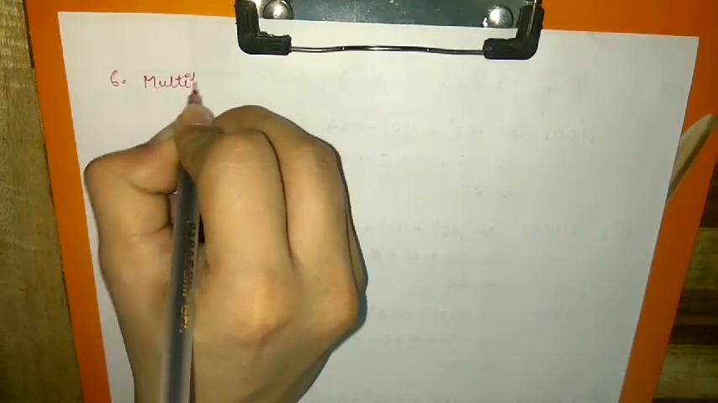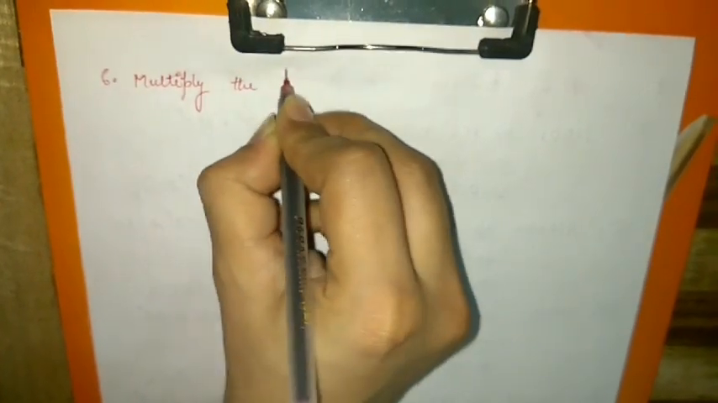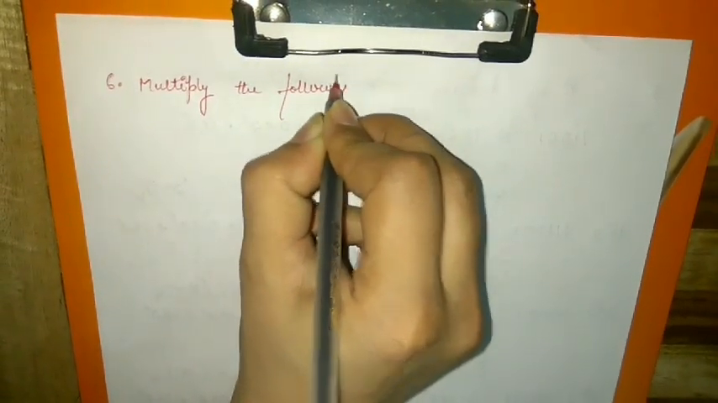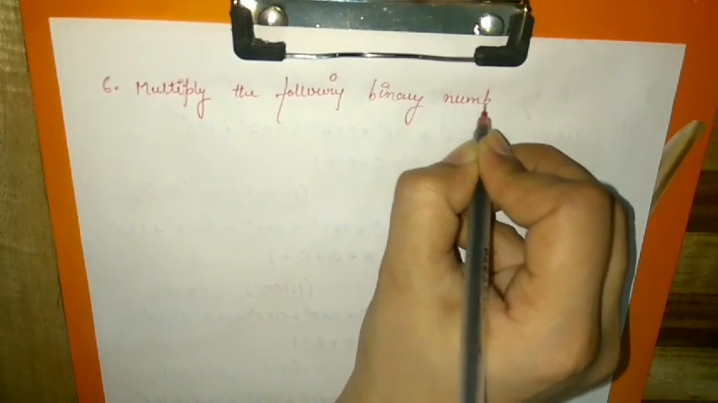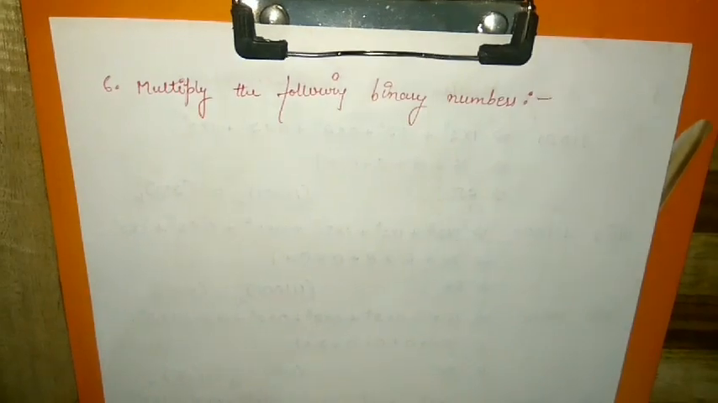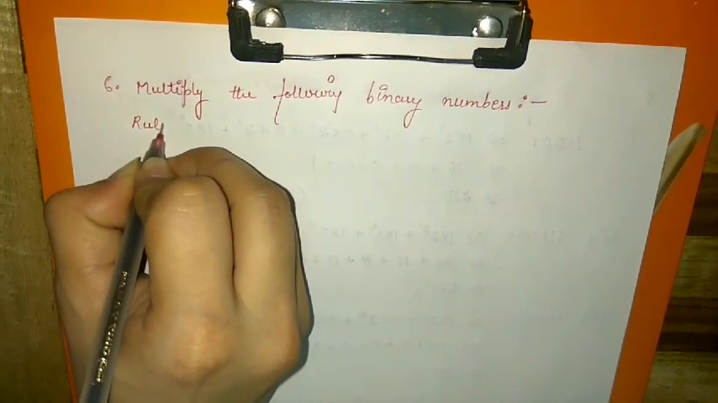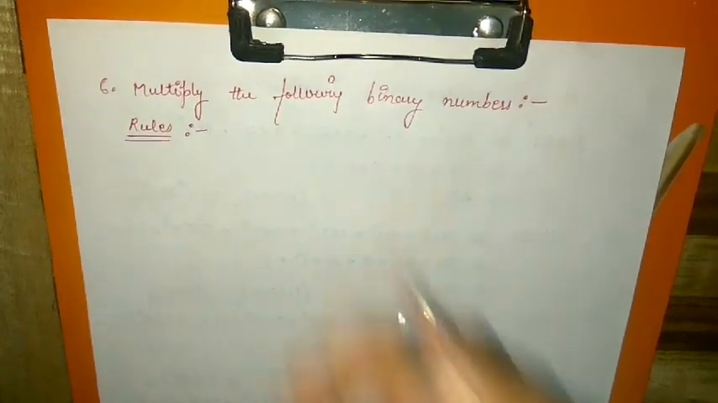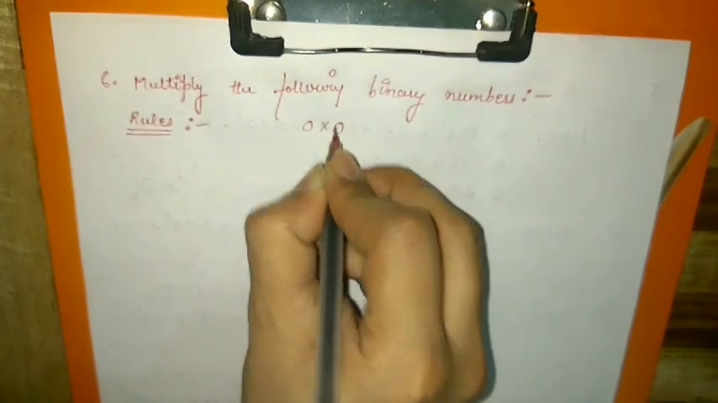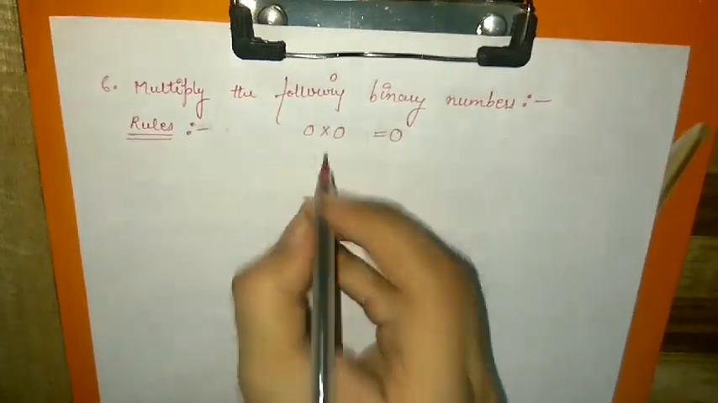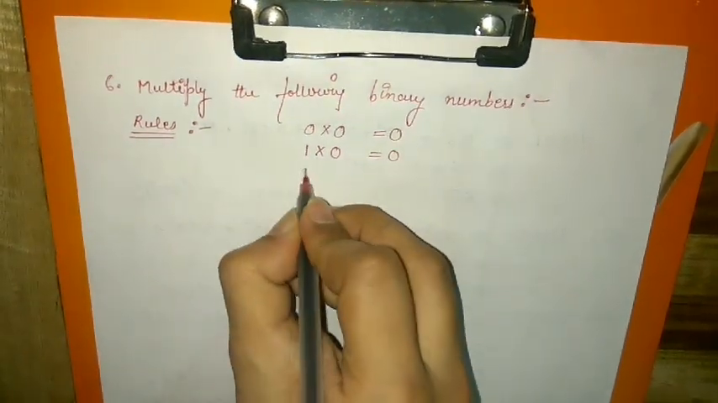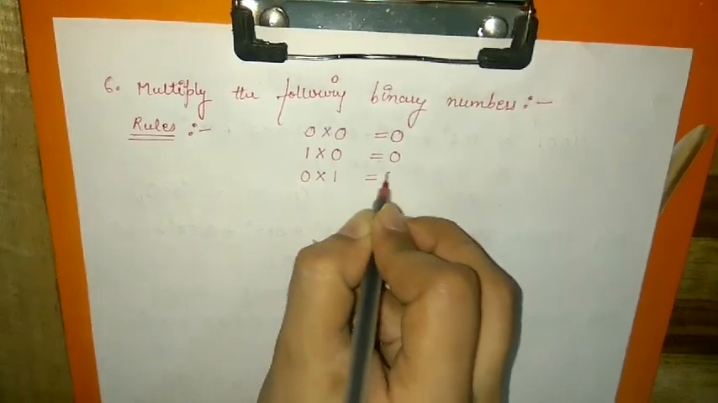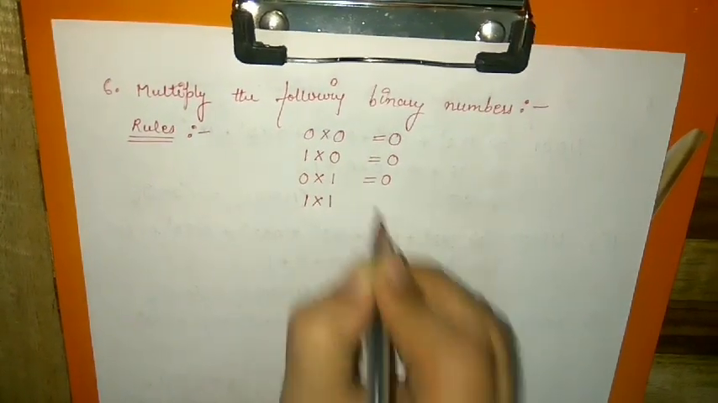Now the sixth question you are having: multiply the following binary numbers. So now you have to multiply those numbers. Okay, firstly let us see the rules. The rules are, if 0 multiplied by 0, then you will be getting 0. If 1 multiplied by 0, you will be getting 0. Again 0 multiplied by 1, you will be getting 0, and if 1 multiplied by 1, you will be getting 1.